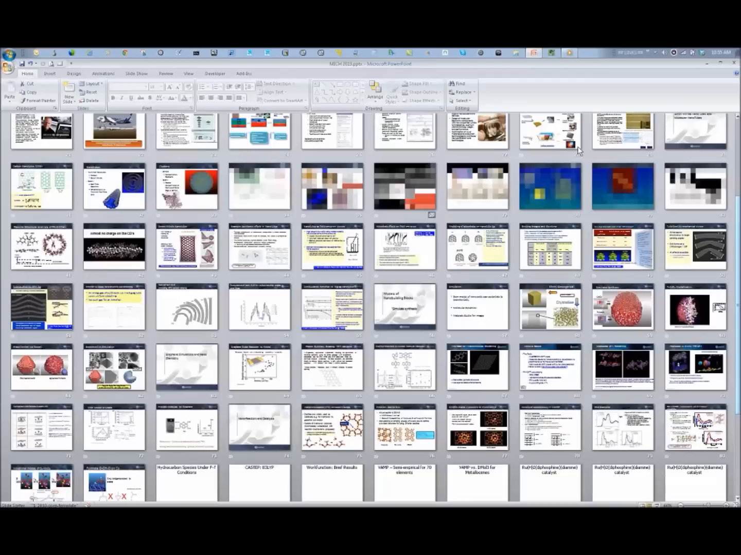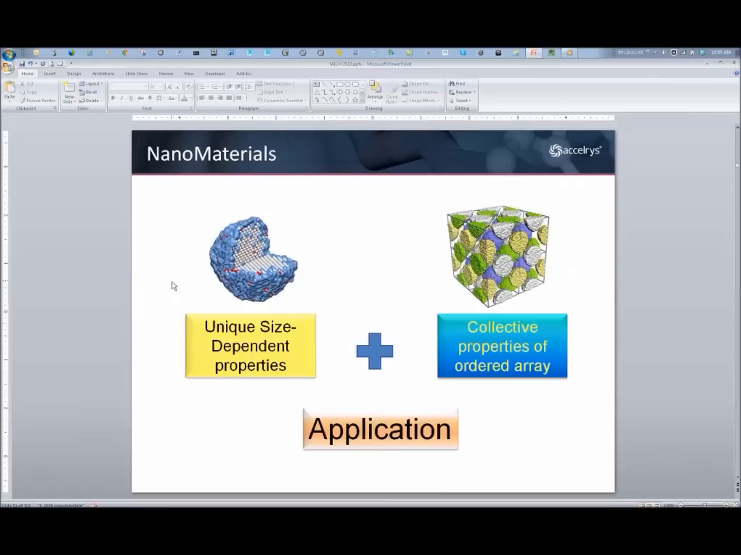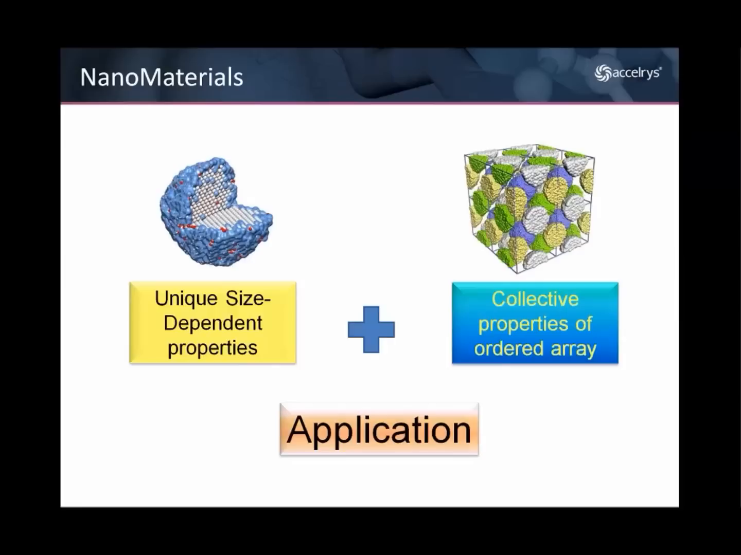It's about linking unique size-dependent properties, which simulation can give you a handle on, and collective array-based properties on orders, and understanding the consequences of those. It's also about linking the two together so that the array-based properties may be driven and governed by the detail properties and the structures.